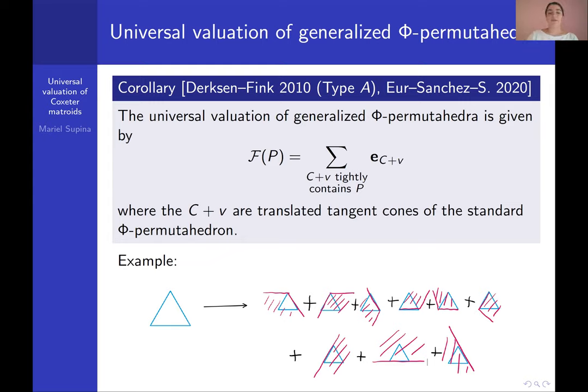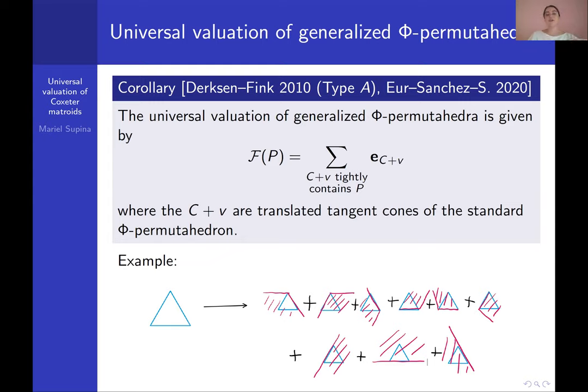So here is an example of what this looks like. This triangle, you can think of as a deformation of the hexagon, which is the three-permutahedron in type A. What we're going to do is map this to a formal sum of all of the translated vertex cones of the hexagon that tightly contain this triangle.